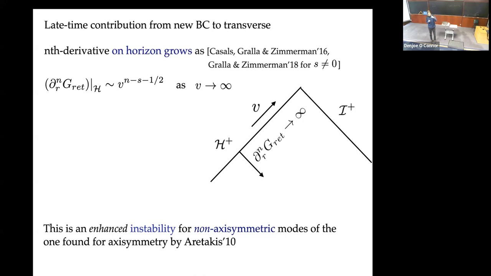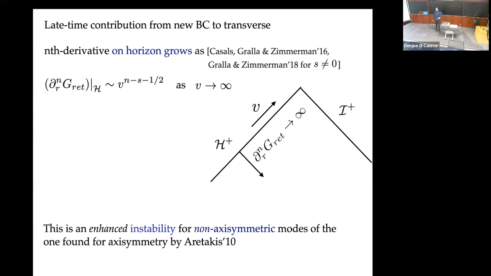Note also that this is at late times. So this is divergent as v goes to infinity, not at finite times. So it's not clear what the instability is. Well, at late times, as v goes to infinity, you will suffer infinite tidal disruption if you try to cross it. This is crossing the event horizon, of course, not the curvature singularity.